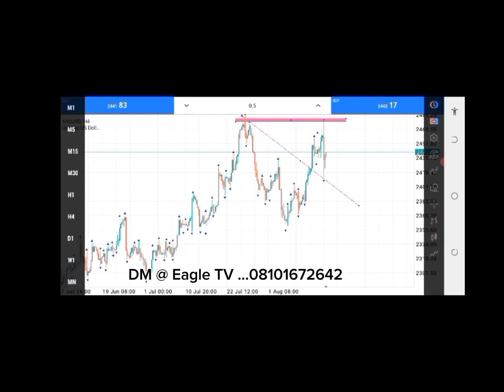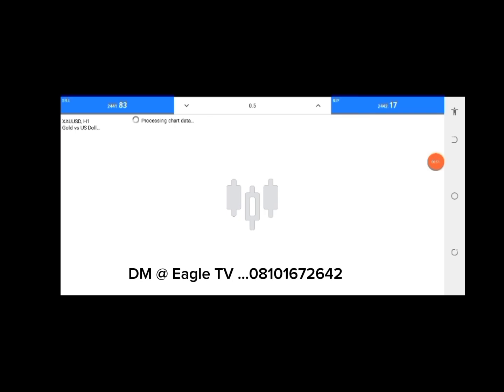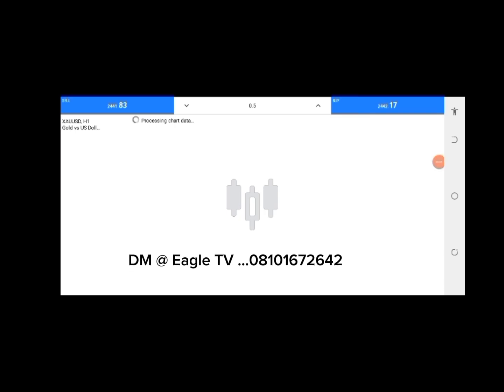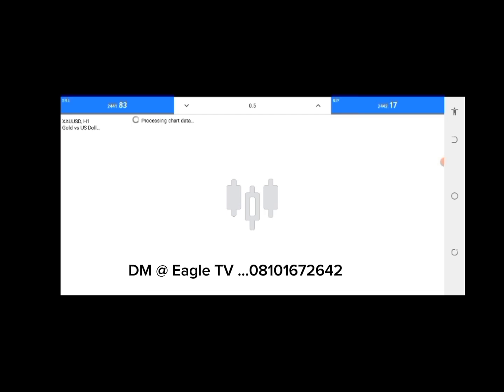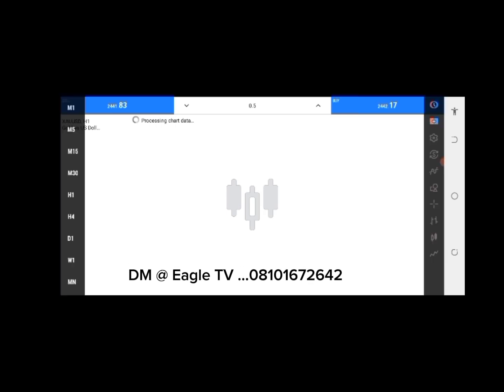Now we are going to H1. This is our H1 now. You see that the move of the market and the candles, the chart pattern will be different from the higher time frames. Now we are going solo to the lower time frame. So let's wait for it to load.